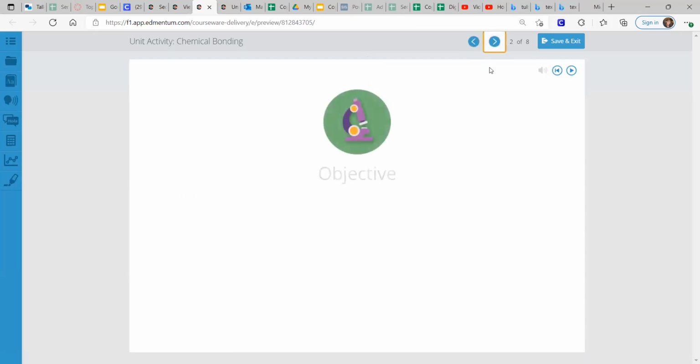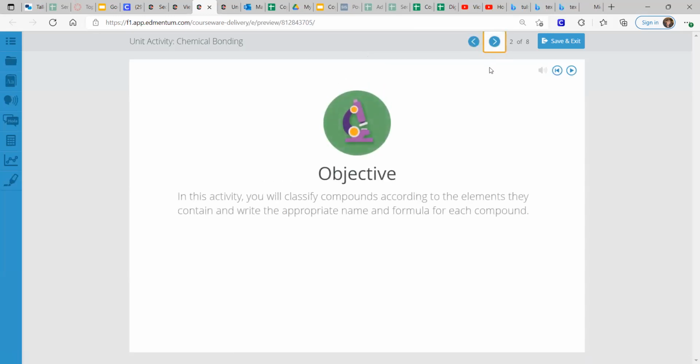In this lesson activity, we're going to classify compounds according to the elements they contain, and then we're going to write the appropriate name and formula for each compound.